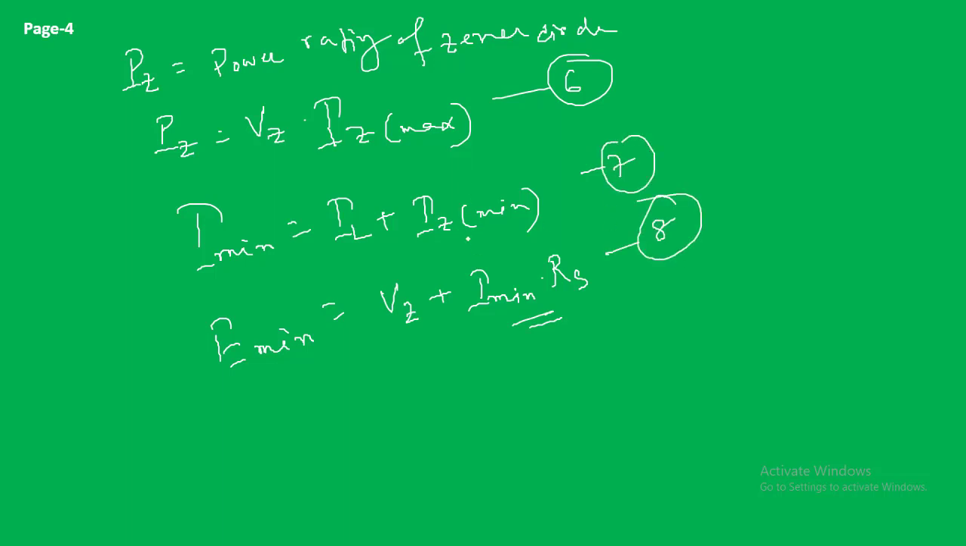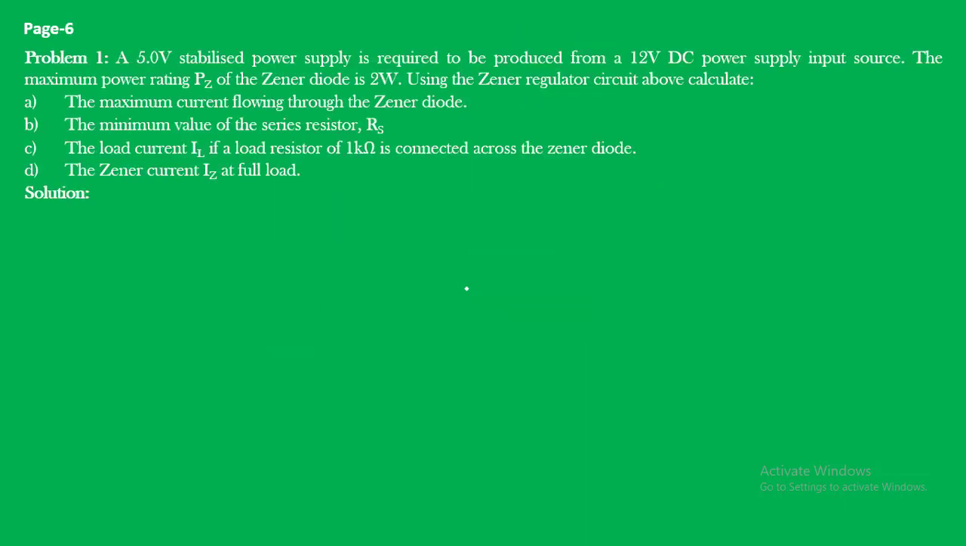So all these equations are helpful to solve or to design a voltage regulator, meaning load regulator, using Zener diode. Now let us try to take an example, things will be a little more clear. A 5 volt stabilized power supply is required to be produced from a 12 volt DC power supply input source. The maximum power rating Pz of the Zener diode is 2 watt.